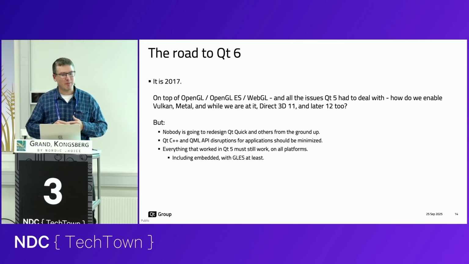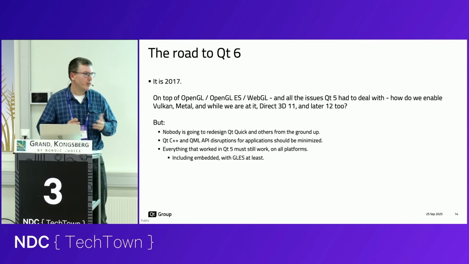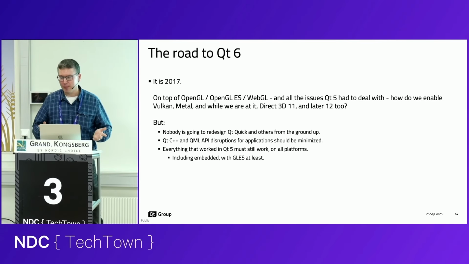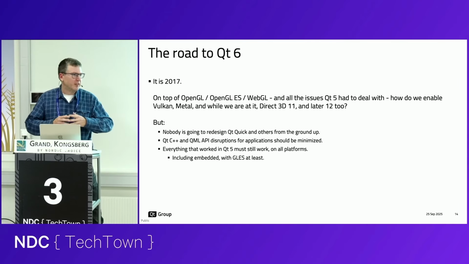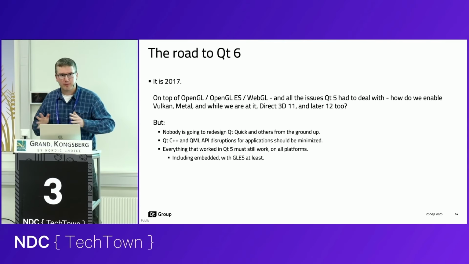So this is the problem statement, in general: on top of everything we had in Qt 5, so all that good portable cross-platform OpenGL support, you now want to enable a lot more, because you also want to be able to function on Vulkan, Metal, and so on. And of course, this applies ideally to the whole of Qt.